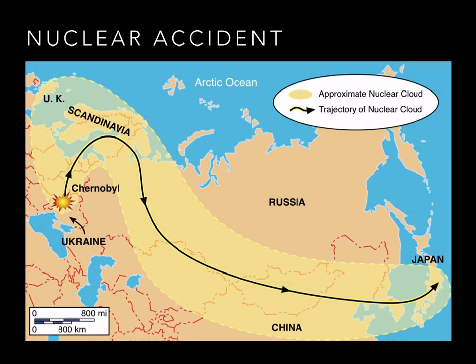If you look closely at this map of the Chernobyl incident, you see Chernobyl in Ukraine, and the kind of yellowish cloud is the nuclear cloud that first blew west into the United Kingdom and Scandinavia, and then blew back east across Russia and China, and then on to Japan, spreading radioactive waste throughout this area to varying degrees.